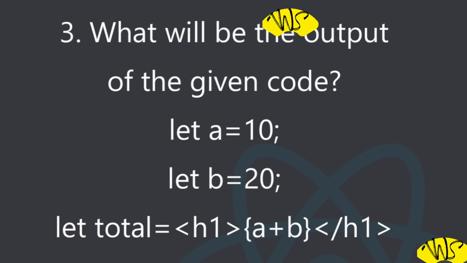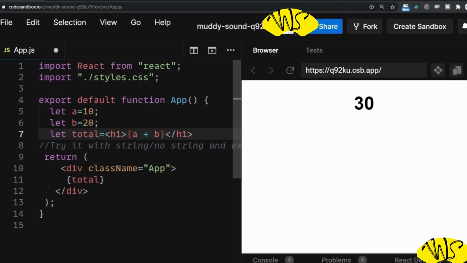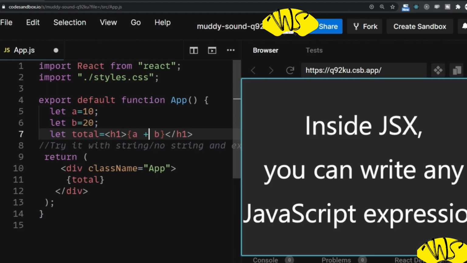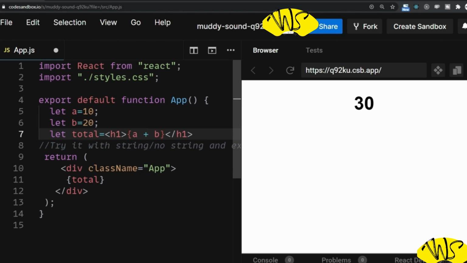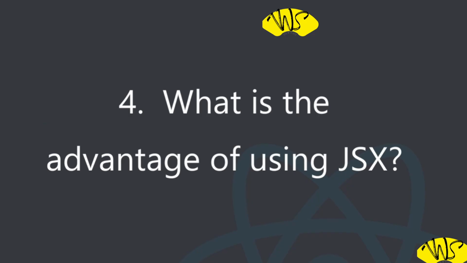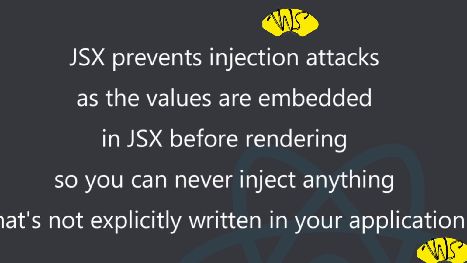Next question is, what will be the output for the below given code? Now we have already discussed that inside the JSX you can write any JavaScript expression. Whenever it comes to having a dynamic value, you also put curly brackets inside the JSX. So here when I say a plus b, it is going to execute the JavaScript expression, so the output will be 30. Let's move to the next question. What is the advantage of using JSX? JSX prevents injection attacks as the values are embedded in JSX before rendering. So you can never inject anything that's not explicitly written in your application.